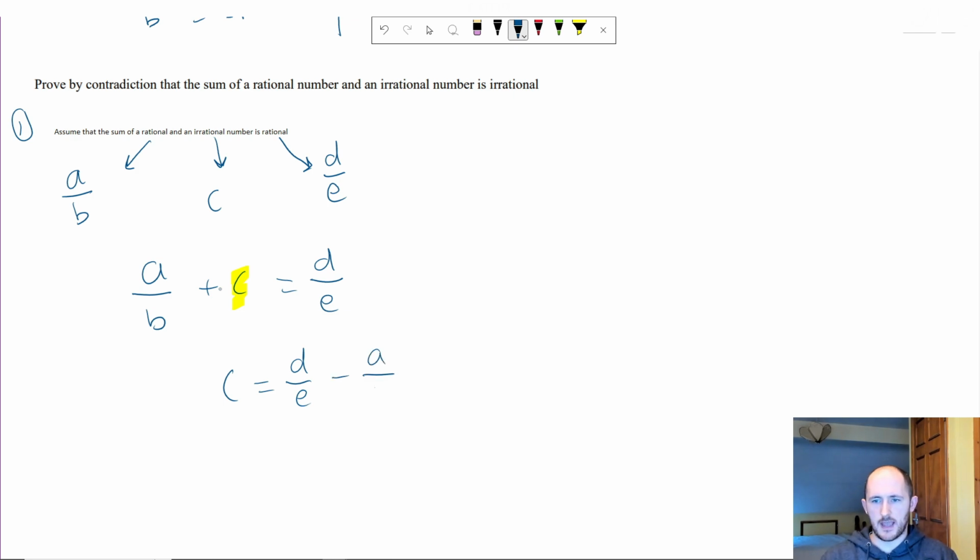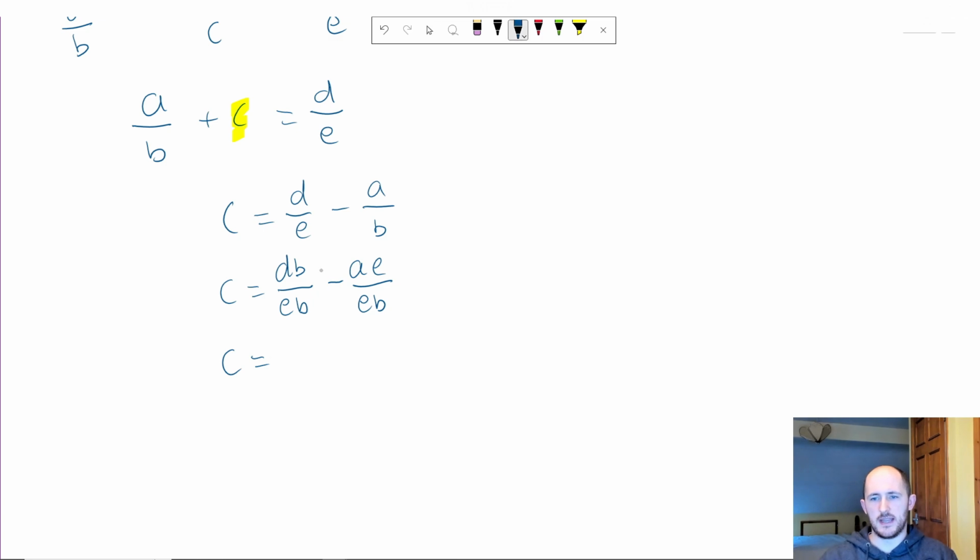And of course, then it's just a matter of doing some algebra, so that's going to be dB over EB minus AE over EB, and that doesn't really make much of a difference. But what I do know is when I finish this, I'm going to ask you to take a second to pause the video and decide if it's a rational or irrational number.